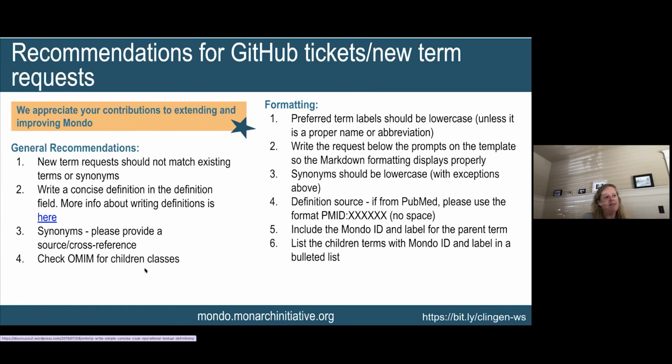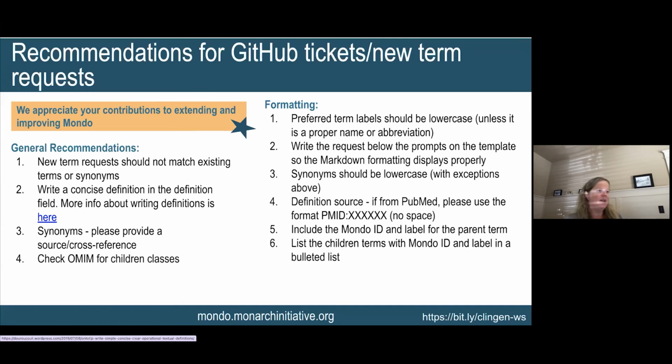And then when requesting new gene-related terms in particular, if you could check OMIM to see if there are any existing diseases that have that gene implicated, maybe the term you're requesting is a grouping term that can group together existing OMIM classes. And then these formatting things are really just very minor but helpful if you're mindful and able to adhere to some of these formatting guidelines.